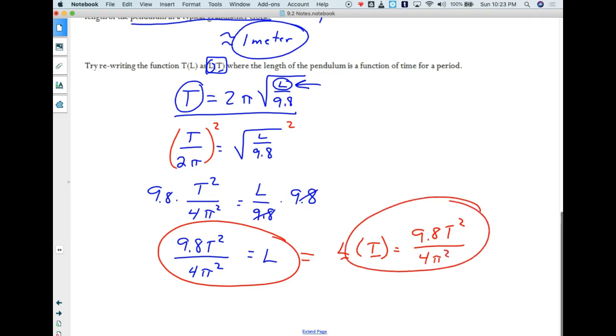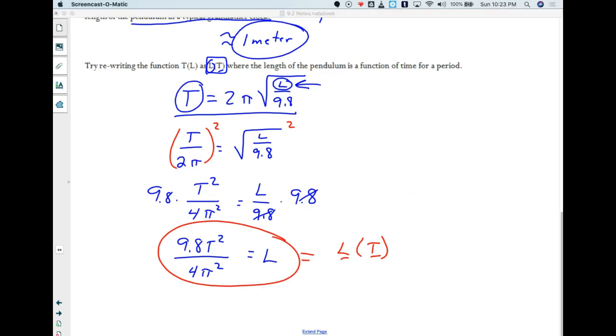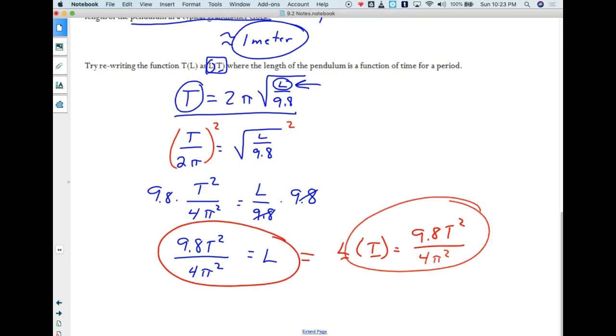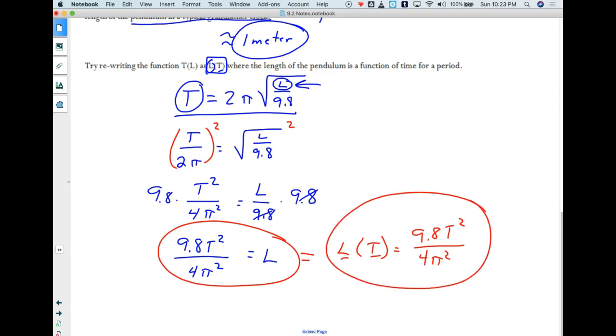Any questions on that? Remember, we're here 9 to 10:30. Oh, this board drives me nuts. Now I can circle the length in terms of time: 9.8 T squared over 4 pi squared.